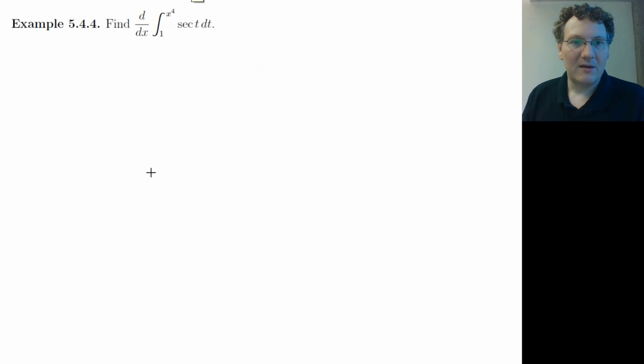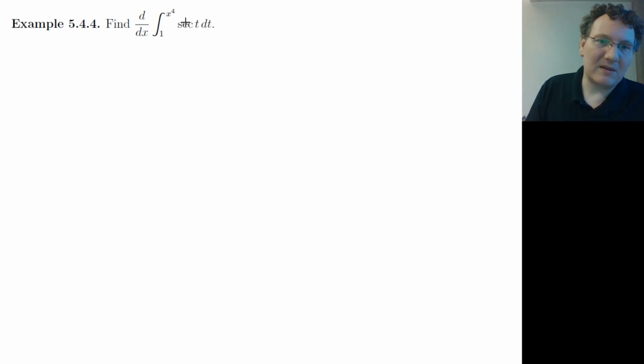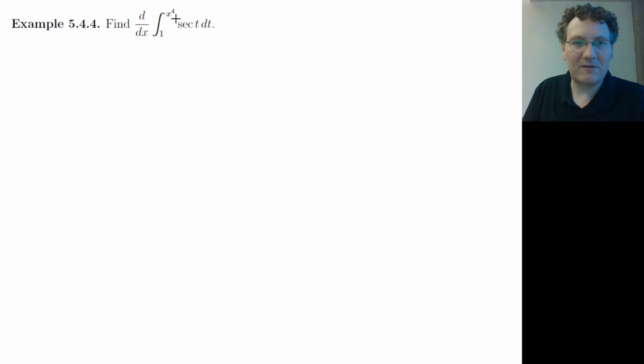Take another example. So here up top we have x to the fourth as the upper bound. So what I'm going to do is a little substitution. This is something that you'll be learning about a little bit more in the next section, but I'm going to let u be x to the fourth.